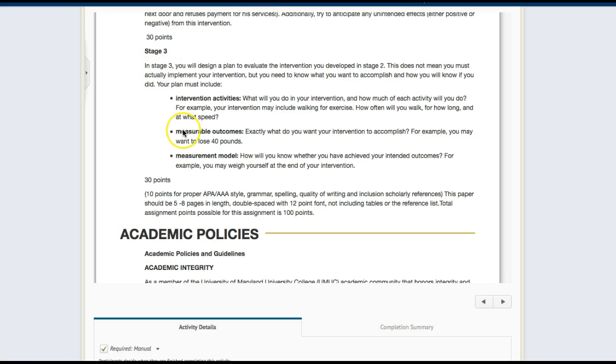So in stage 3, you're going to design a plan to evaluate the intervention that you've developed in stage 2. So this does not mean that you must actually implement your intervention, but you need to know what you want to accomplish and how you will know if you did. So your plan must include intervention activities, measurable outcomes, and a measurement model. So this stage 3 is worth a total of 30 points.